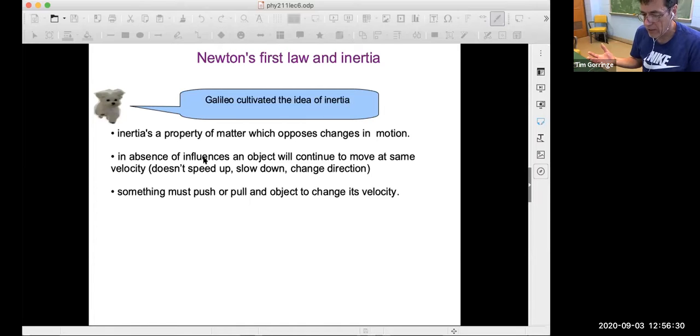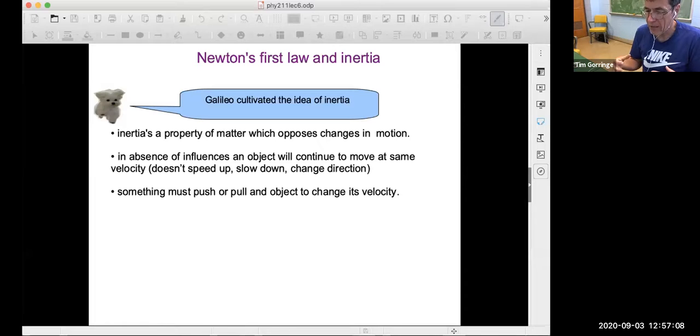What he thought about inertia was that anything that has mass, anything made of matter, so you and I, for example, or my dog here, has a property that we call inertia, and it's that inertia that opposes changes in its motion. It's kind of a resistance to changes in its motion.